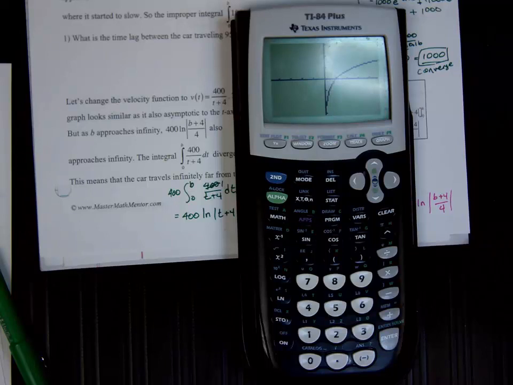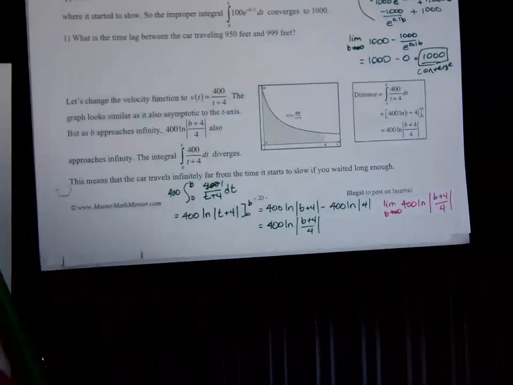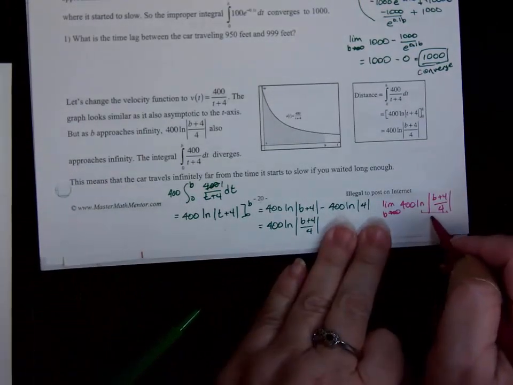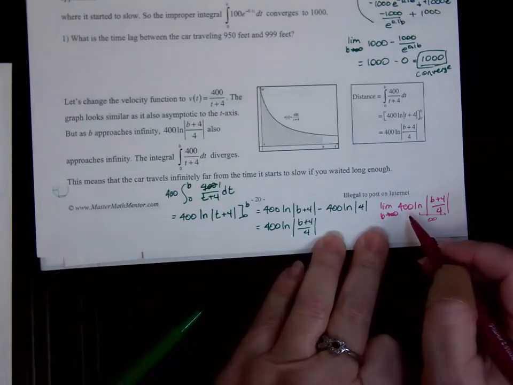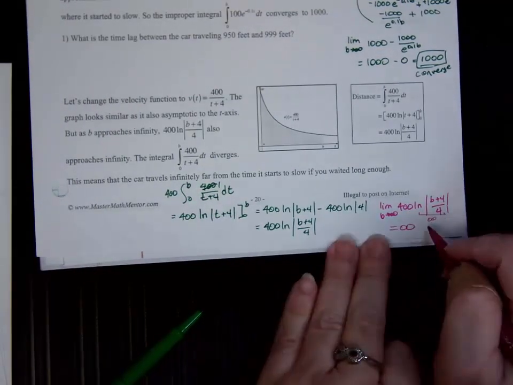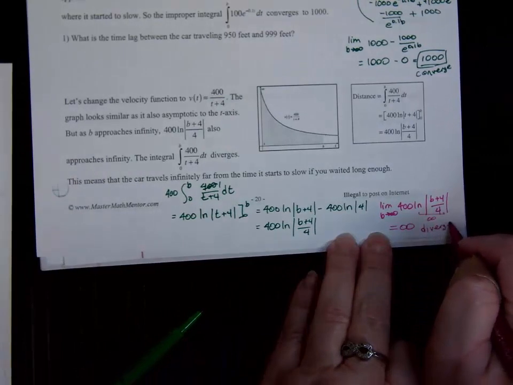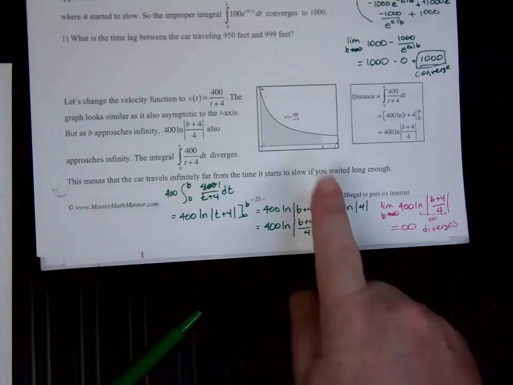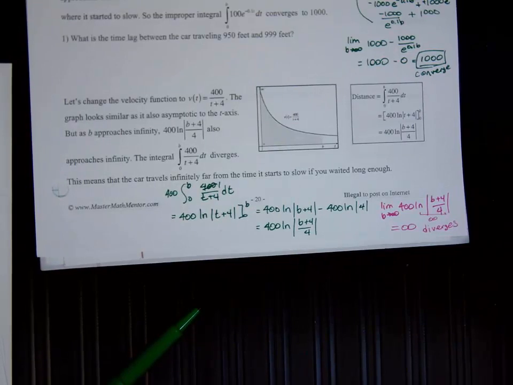So that means that this right here is infinity, and infinity times 400 is still infinity. So this one diverges because I got infinity. The area under that graph will never level out. The area won't. It's just going to keep getting bigger and bigger and bigger.